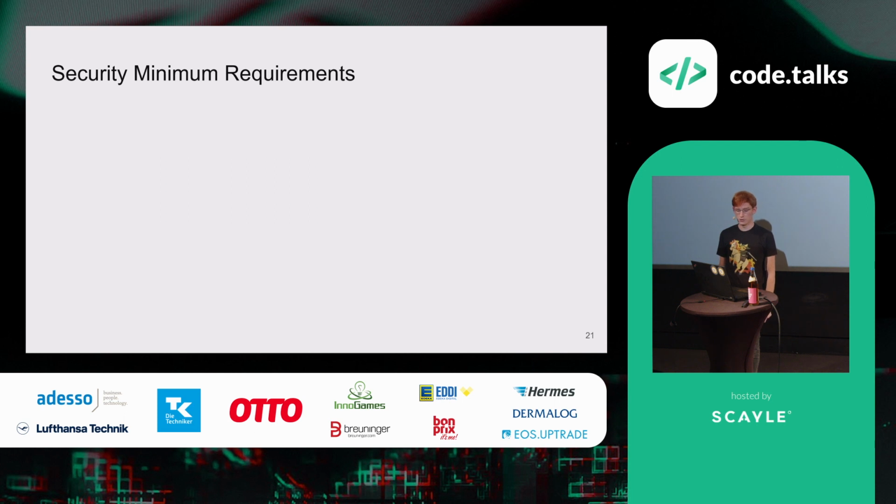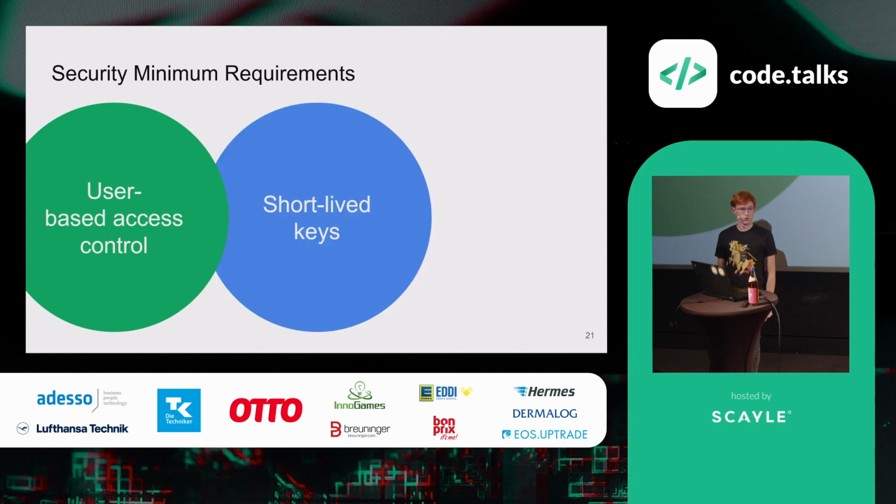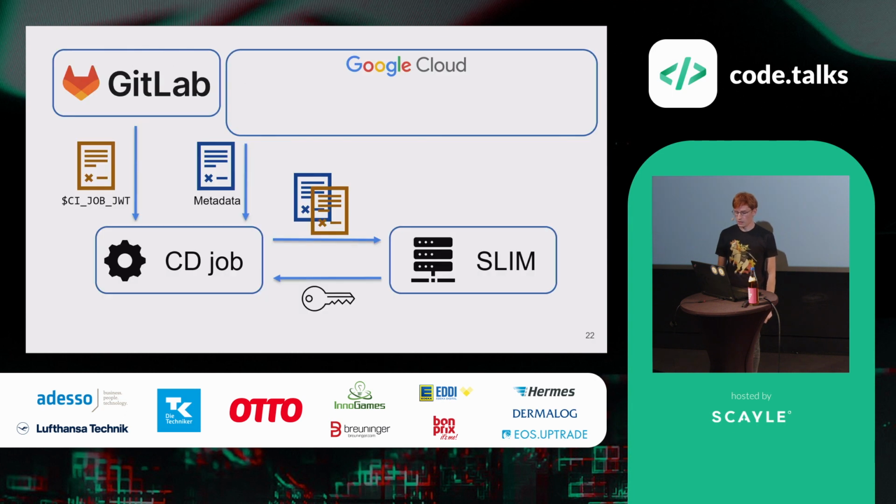So if we look back at our security minimum requirements, we now have user-based access control, yay, because we can now use the Slim server and all its mechanisms to make sure that the request is properly authorized. Nice. But we still have short-lived keys and automatic key rotation as a problem. That's not something that we solved. But we now have a single instance that should feel responsible for it, so we can assign that responsibility to the Slim server.